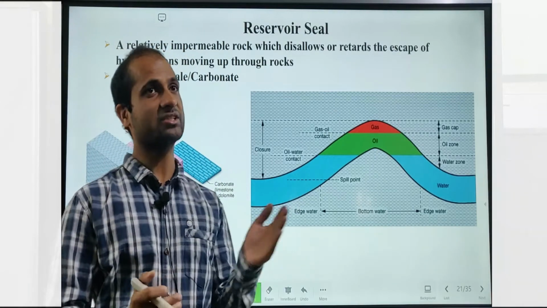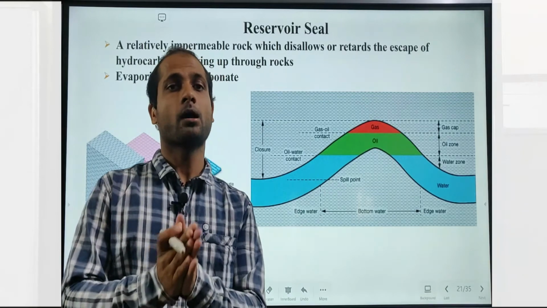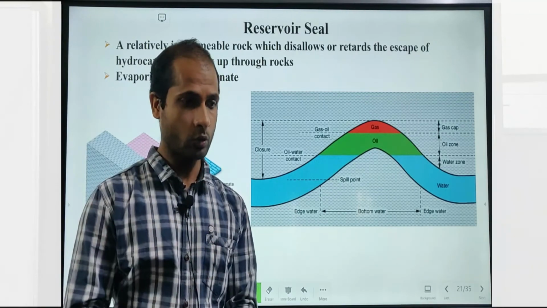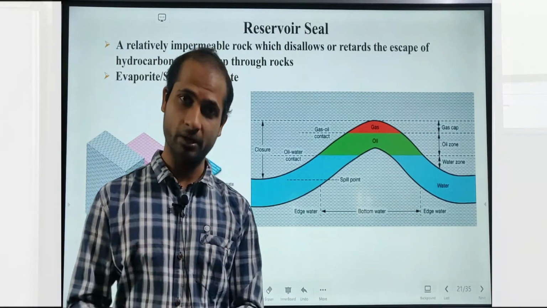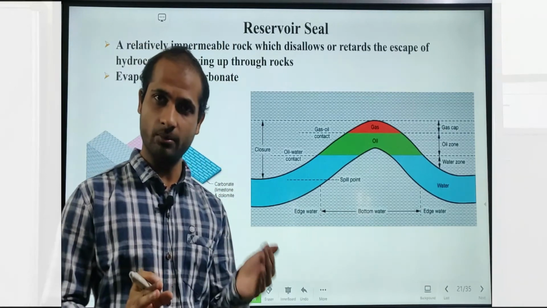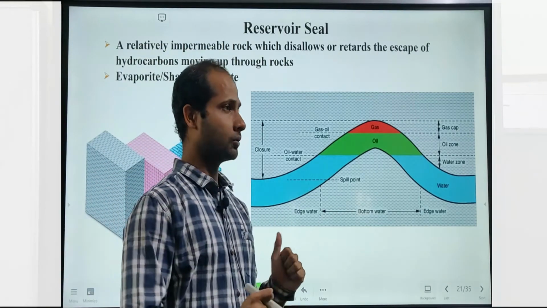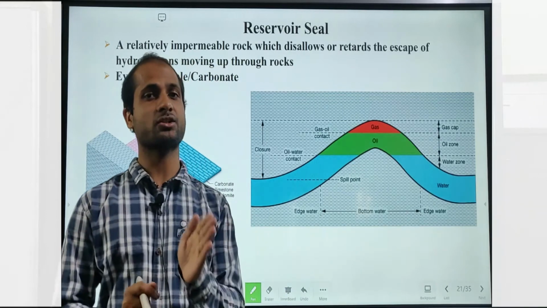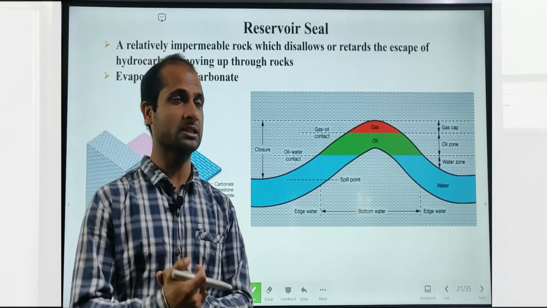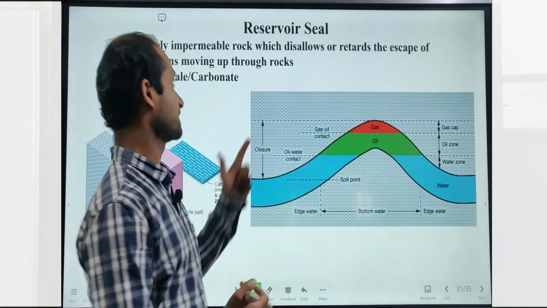Then after that we discussed the reservoir. For reservoir, as we know, it should have porosity and permeability, and we had discussed porosity and permeability. Now we will discuss the next key element of petroleum geology, that is the seal.